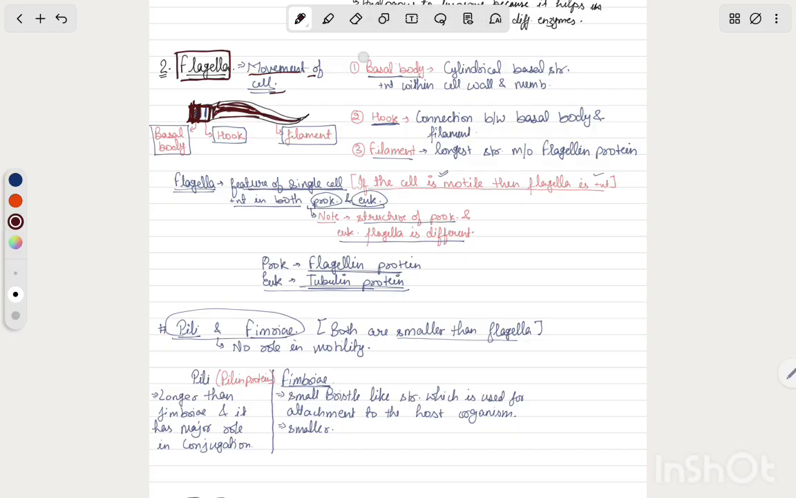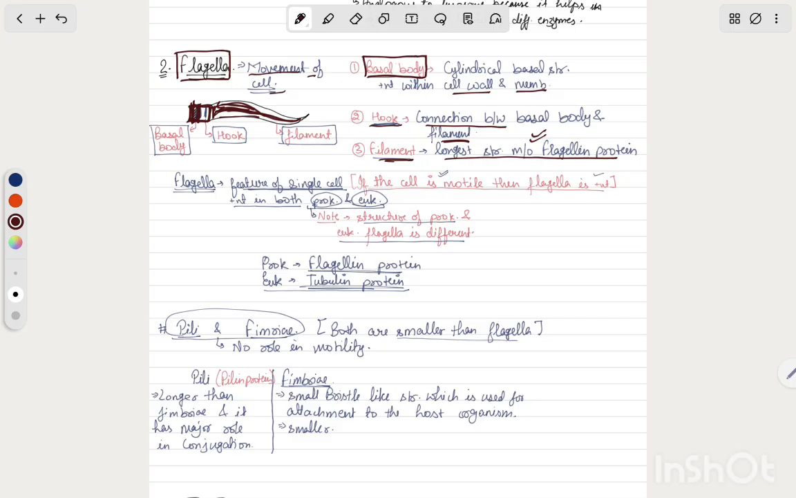So first is the basal body. What is the function of the basal body? The basal body is a cylindrical structure which is embedded in the cell wall and the membrane. The second component is the hook. The hook is the connection between the basal body and the filament, and the filament is the longest structure of the flagella, which is made up of flagellin protein.